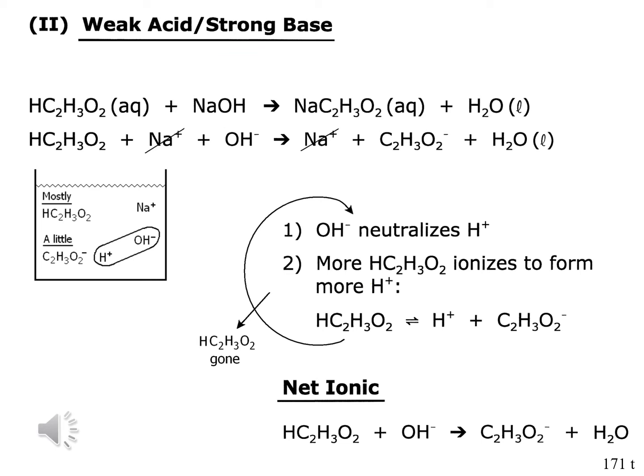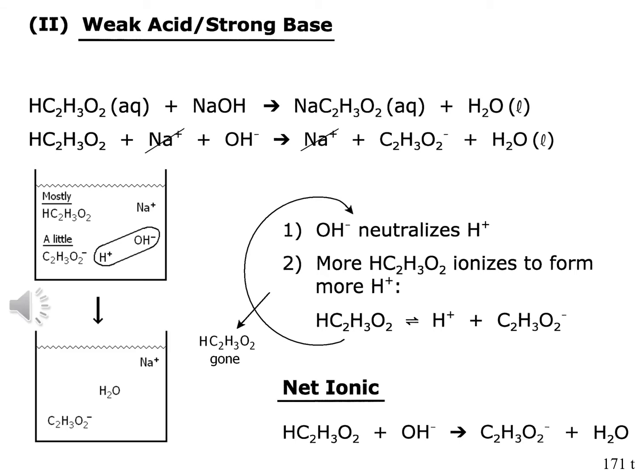In the first step, the OH neutralizes the H+ that's there, but then more of the acid has to ionize in order to form more H+. And then it can neutralize it again, and it goes in a circle. The time when the reaction stops is actually when all of the acid is completely gone, because the acetic acid is the source of the H+, and once it's gone, you can't get any more.